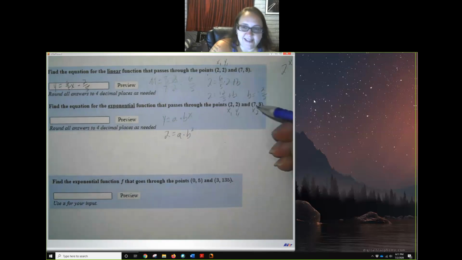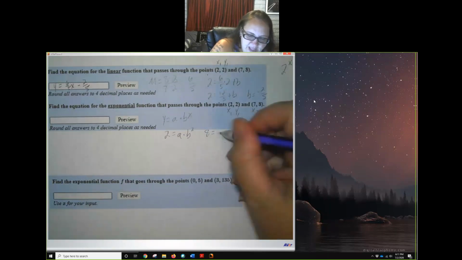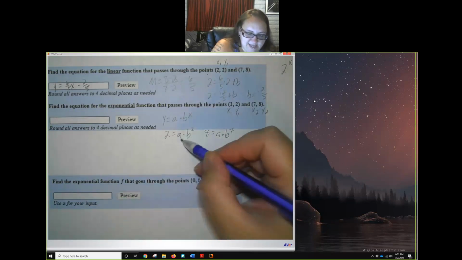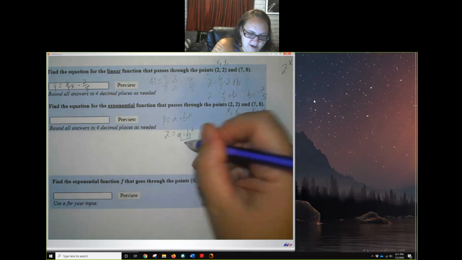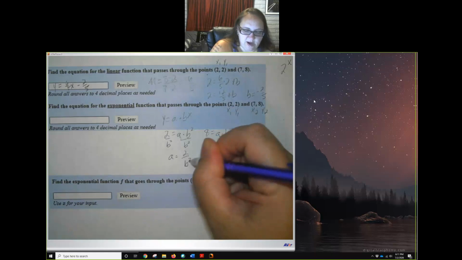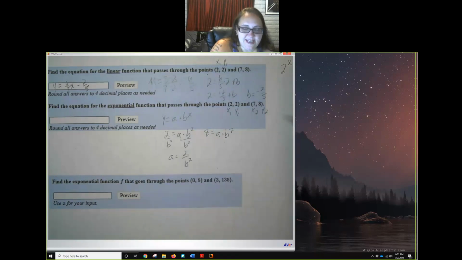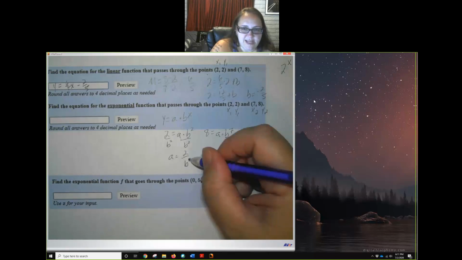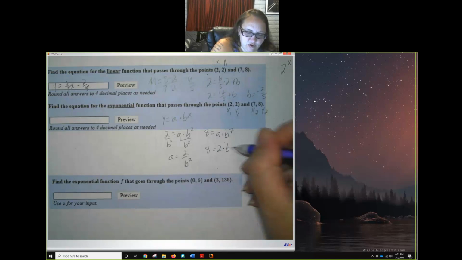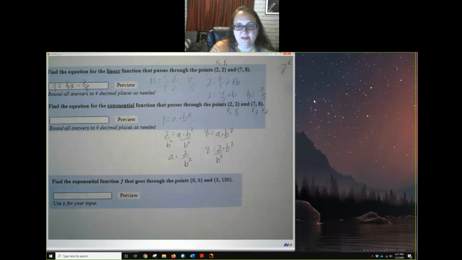And when x is 7, y is 8. So 8 equals a times b to the 7. Okay, well, let's get a by itself by dividing by b squared. So a equals 2 divided by b squared. Then I'm going to take this a and replace it with this. So 8 equals 2 times 2 over b squared times b to the 7th.